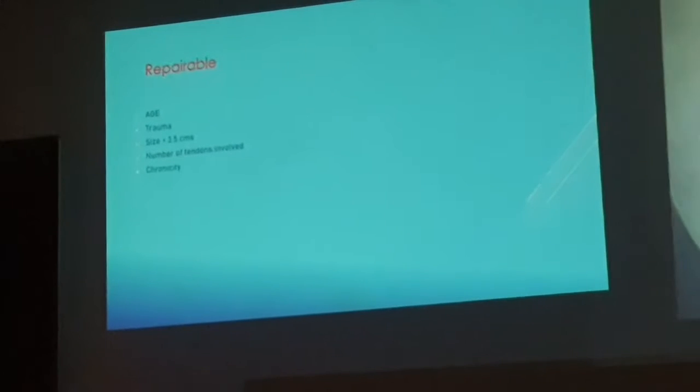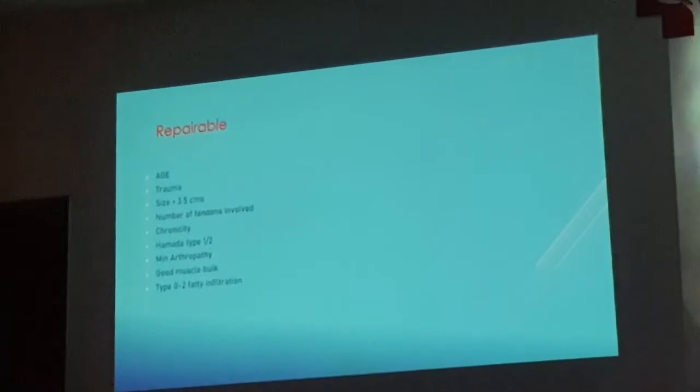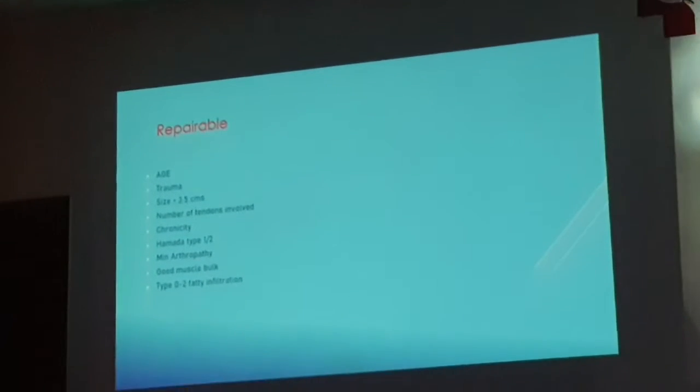For me, a patient in a lesser age group, a traumatic cuff tear, a cuff tear size of less than 3.5 centimeters, a lesser number of tendons involved, chronicity of the cuff tear of less than about a year, Hamada's type 1 or 2 with minimum arthropathy, a good muscle bulk, and a lesser amount of fatty infiltration. If you have all these factors, I can say that my cuff tear is going to heal very well.